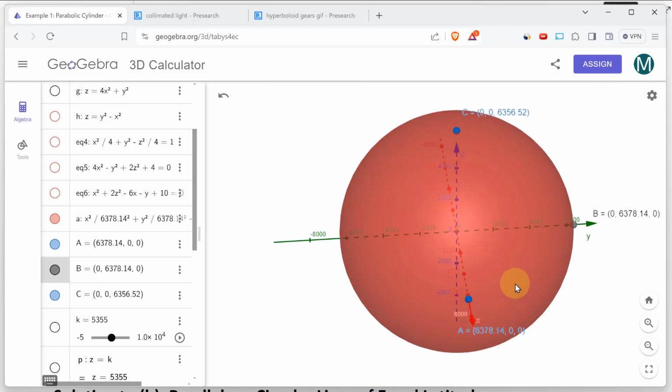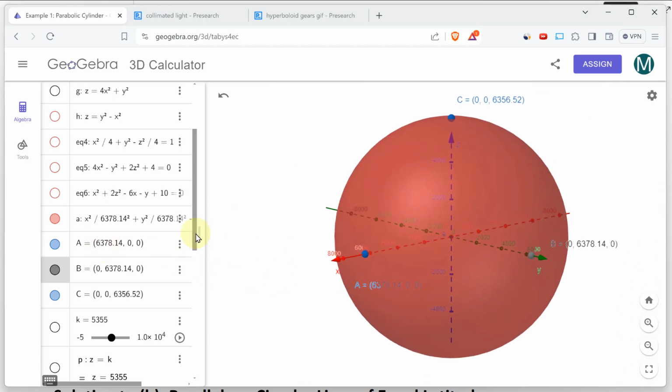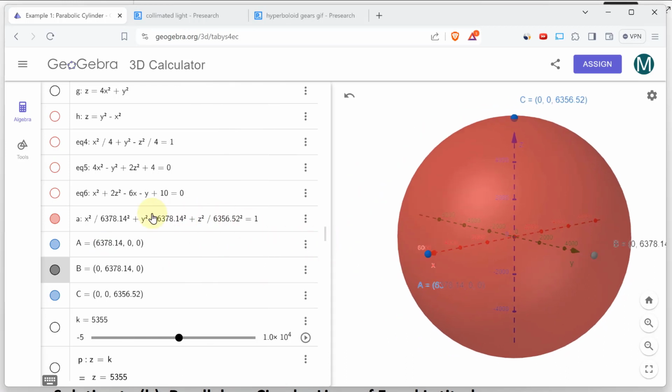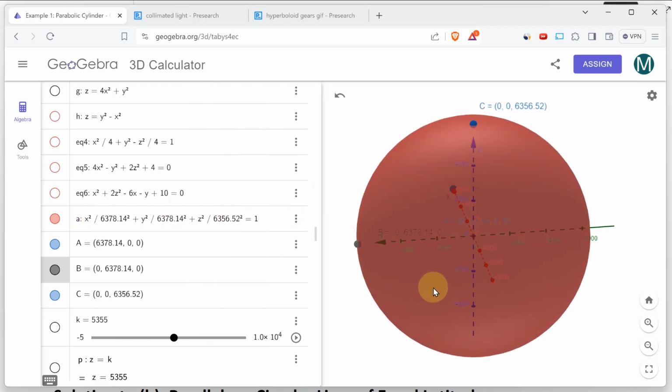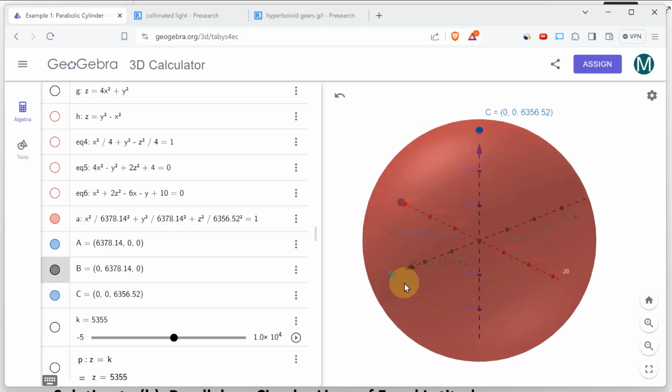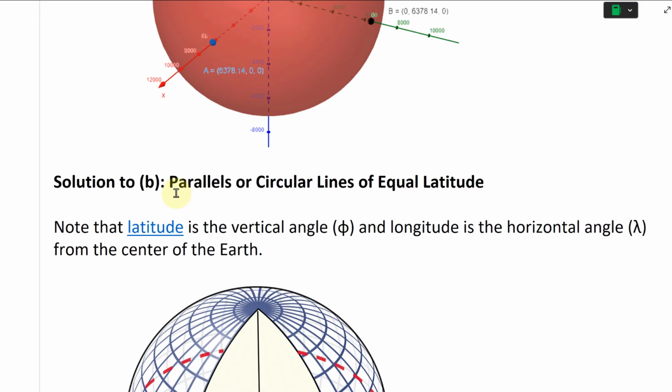Alright, there it is, and all the points match up exactly on this sphere, and there is our equation that we put in right there. That is epic stuff there. That's the Earth. Alright, let's continue further. So let's look at the solution to part B.